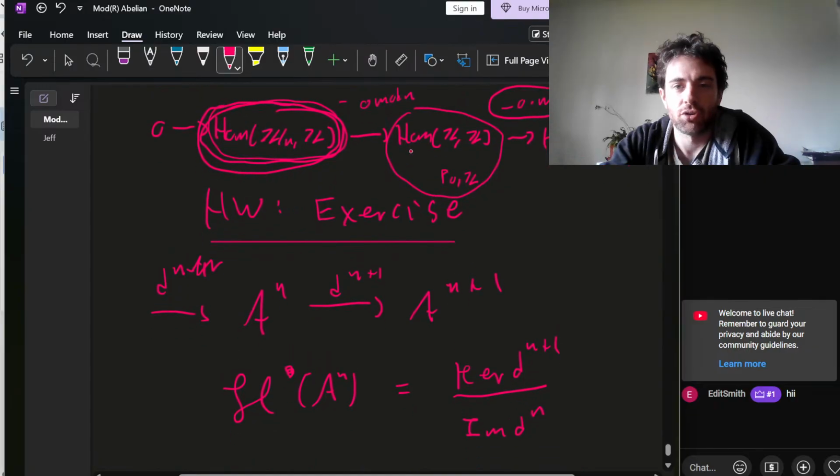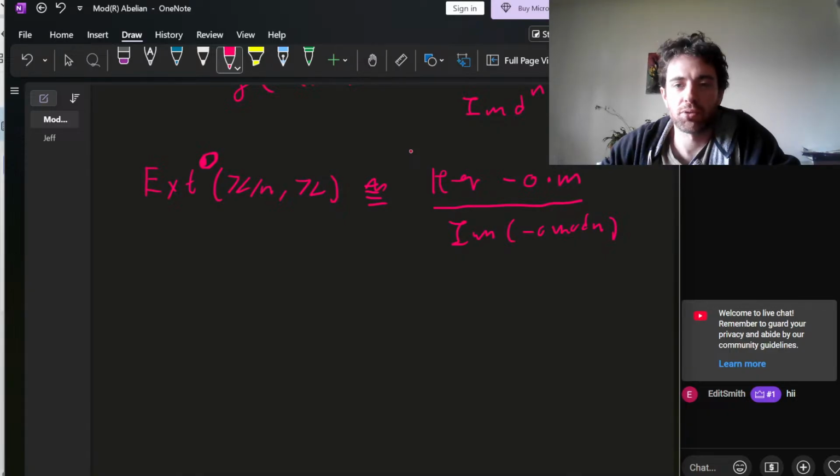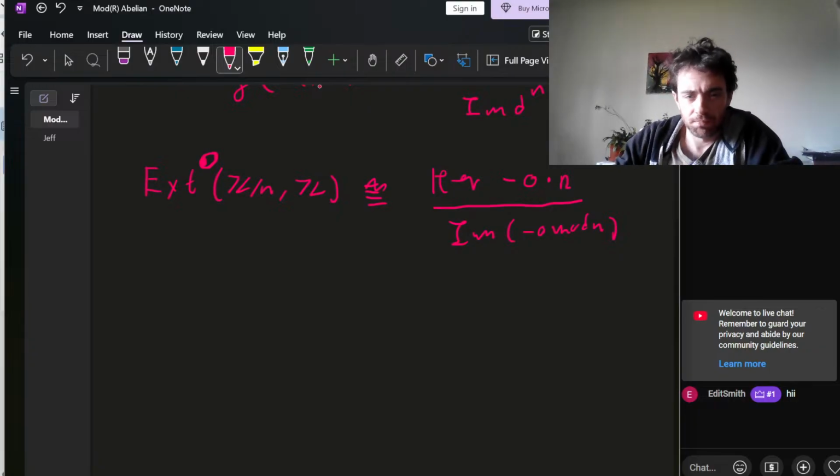So we're going to look at the kernel, right, as I wrote down here, the kernel of precomposition with multiplication by n, modulo the image of the 0 mod n map. Well, let's think about the kernel of this map. So suppose f is in the kernel of this map. Well, what does that mean?